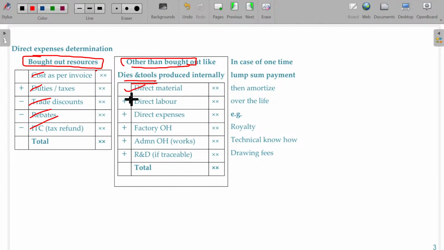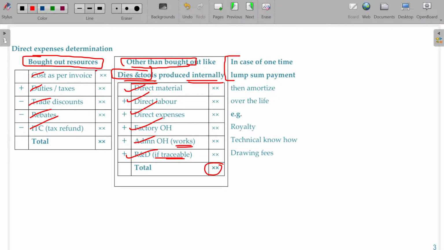So direct material, direct labor, direct expenses, factory overhead, admin overhead related to the works and R&D if traceable. All these things will be addable for dies and tools produced internally. Have you purchased from the outside or internally generated? If it is purchased, then purchase cost. If it is internally generated, making cost will be taken. Making cost is nothing but cost of production.